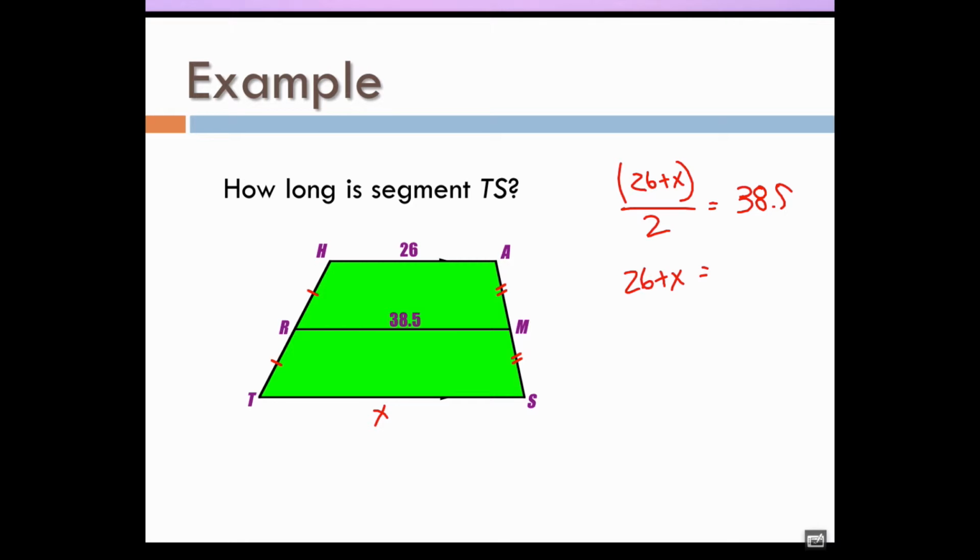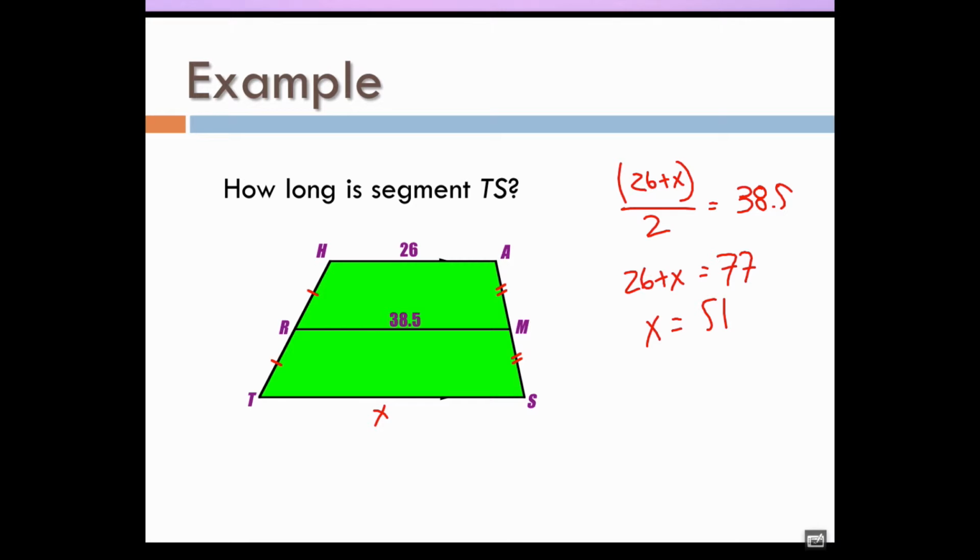38.5 times 2? 77. Yeah, 77. So that's what No problems?